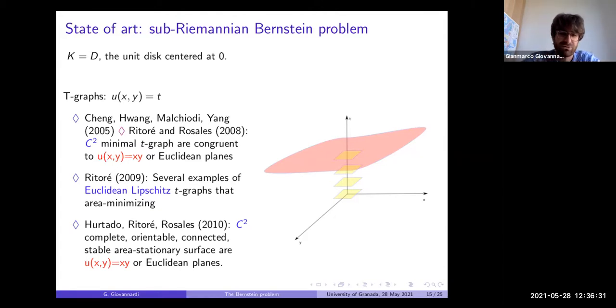And Hurtado, Ritoré, and Rosales in 2010 showed that if you have a C2 complete, orientable, stable, and connected surface, then you can conclude, you have to add the stability condition, you can conclude that the solutions are Euclidean planes or congruent to the hyperboloid. So this is the case of t-graphs.